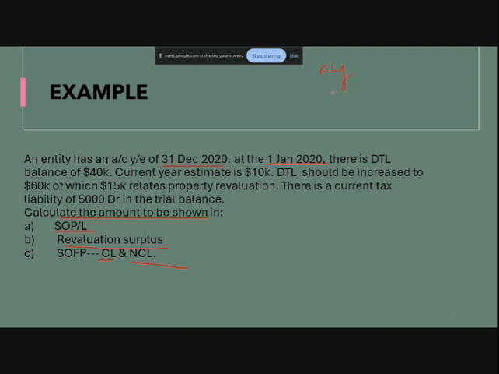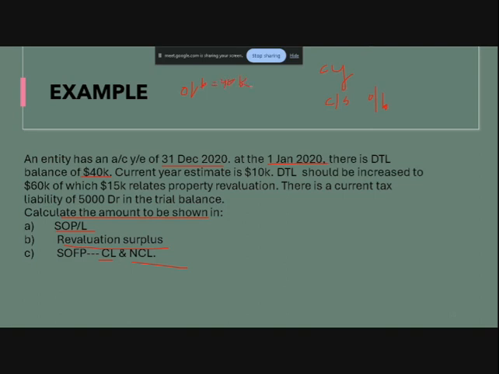Is it the current year estimate? Is it the closing balance? Is it the opening balance? Are they talking about under or over provision? You have to first identify that. Here it is talking about the 1st Jan, right? So this DTL is the opening balance. So you got the answer: the opening balance is 40K.